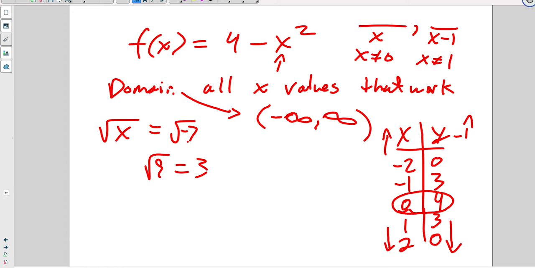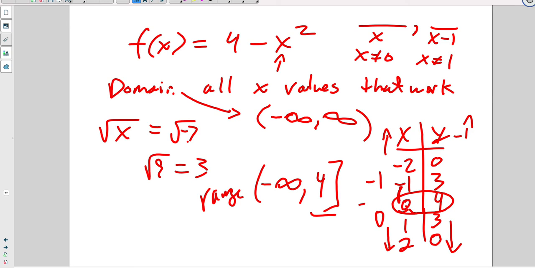So then for my range, what numbers can I expect? Well, I can expect all the numbers from negative infinity, but I'm not going to expect anything over 4. That's the biggest y value I can get, and that'll be when x is 0. Now we can look at what if it's in between, say between negative 1 and 0. I hope you can see that no matter what, if I put a 0.5 in here, I'm still not going to get a number as big as 4. So this is number 12.